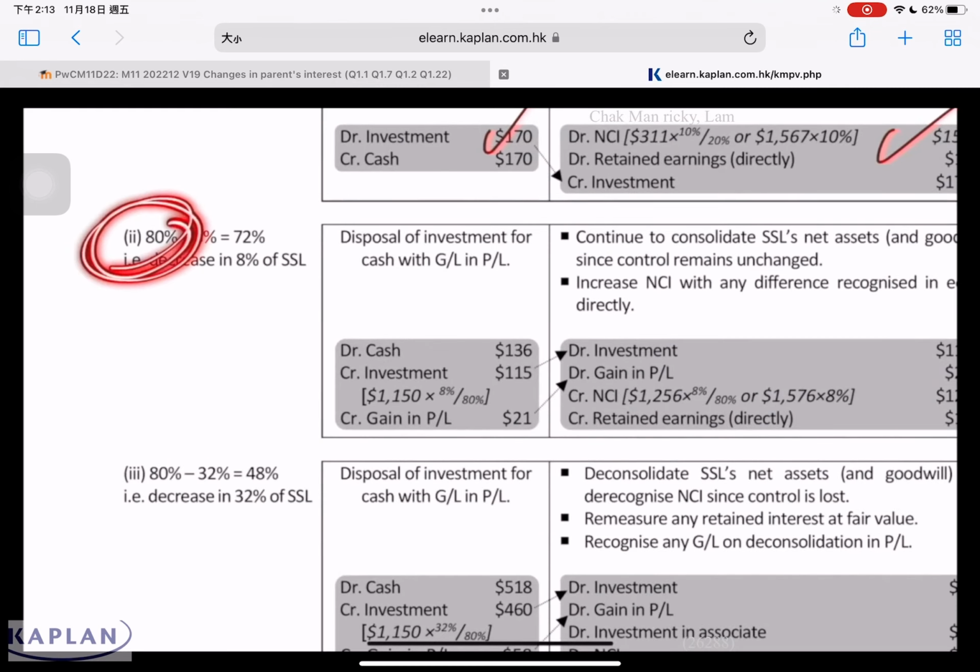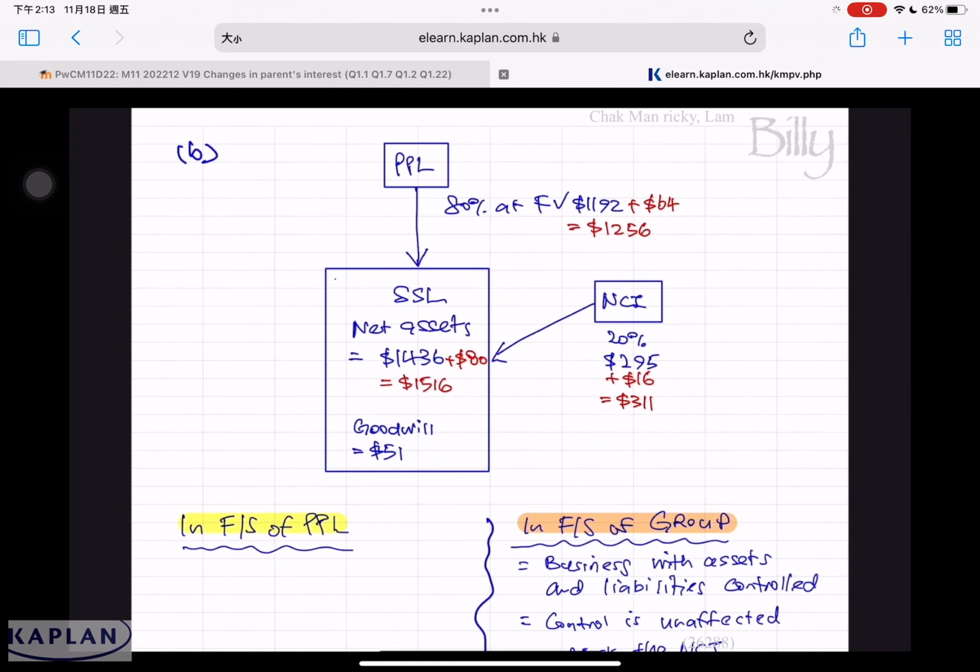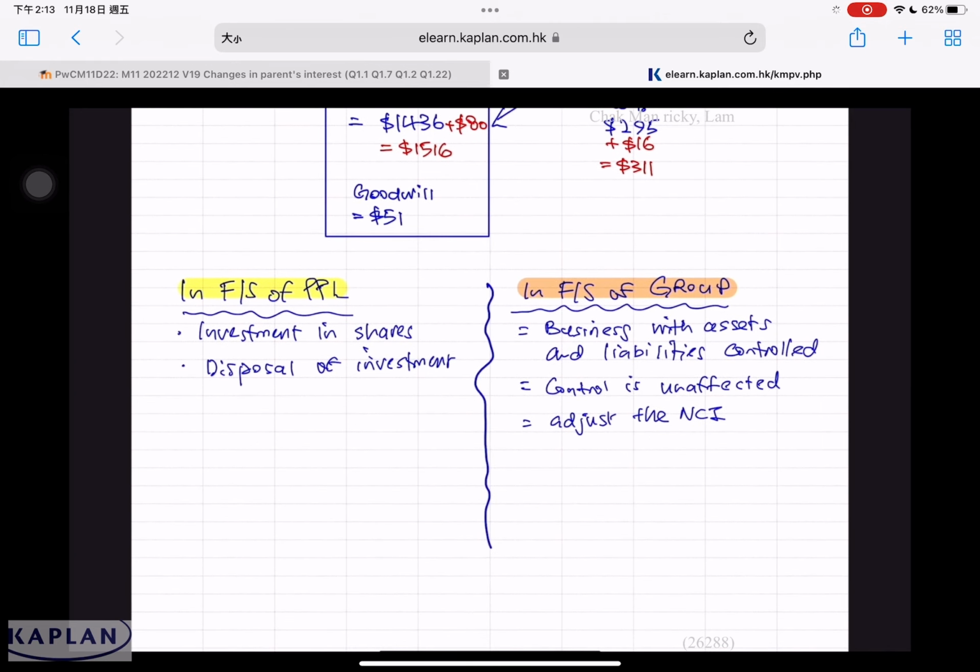The second scenario. I'm going to use back the same diagram. B2. The parent sold 8%. How does this affect the financial statement of the parent, and how does this affect the financial statement of the group? In the separate financial statement, we treat this as an investment in shares. There's a disposal of investment. It's like disposal of any asset, the same as disposal of PPE.